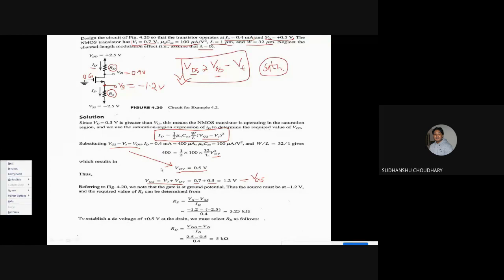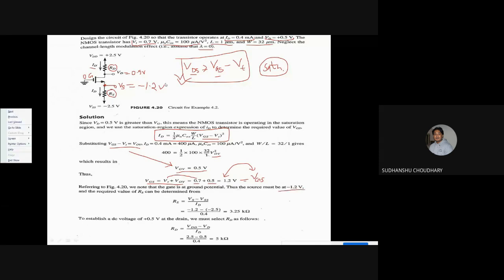Now one can look at this VGS, that is VG minus Vs, that is 0 minus 1.2, that is plus 1.2. So the VGS is 1.2 already here. That means we have applied at the gate a bias which is greater than the cut-in voltage, the threshold voltage, which is 0.7 here. That means the MOSFET is on, and since VDS is greater than VGS minus VT, the MOSFET is in saturation region. So the source voltage is minus 1.2 volts, as we have found.